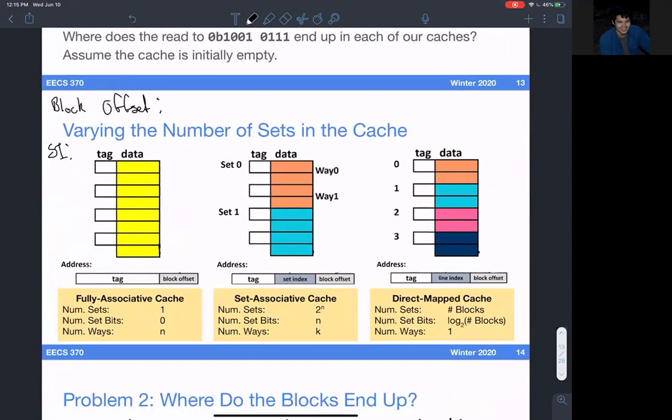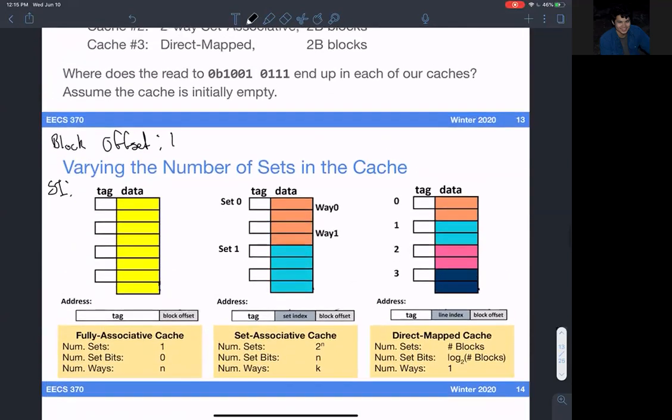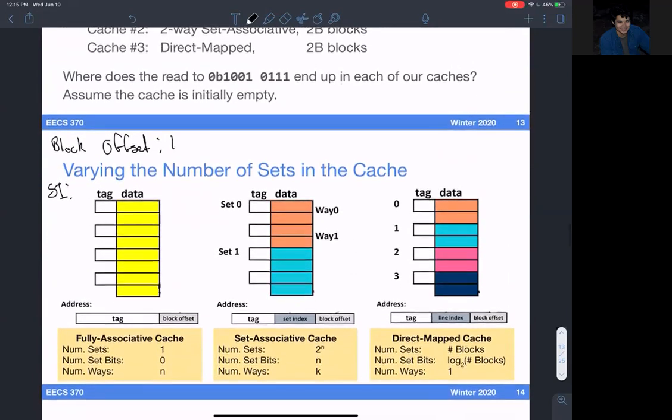Yep. So because our blocks are 2 bytes each, that means we just need 1 bit to count them. So that means we have a 1-bit block offset. And do we need to care about set index for a fully associative cache? No, you're correct. So that means our tag is just this number with the last bit cut off.